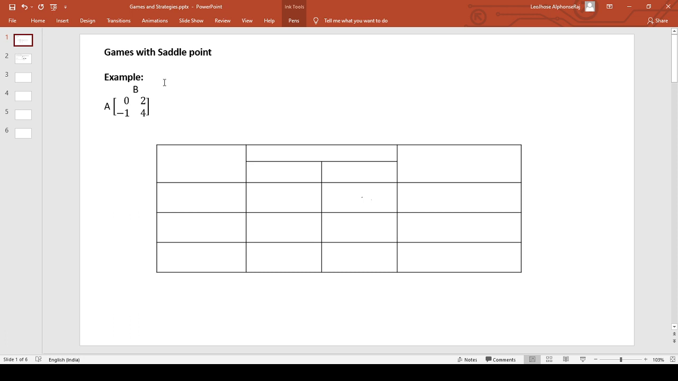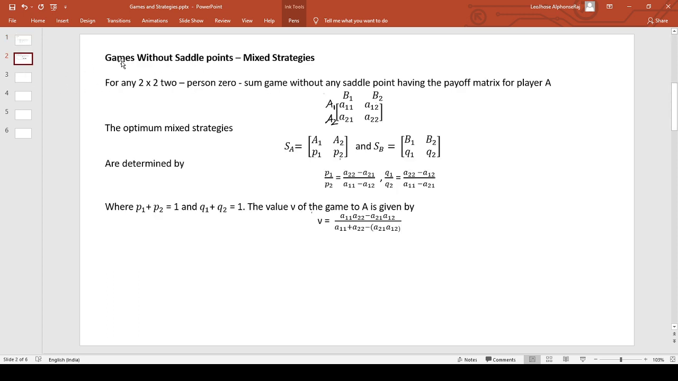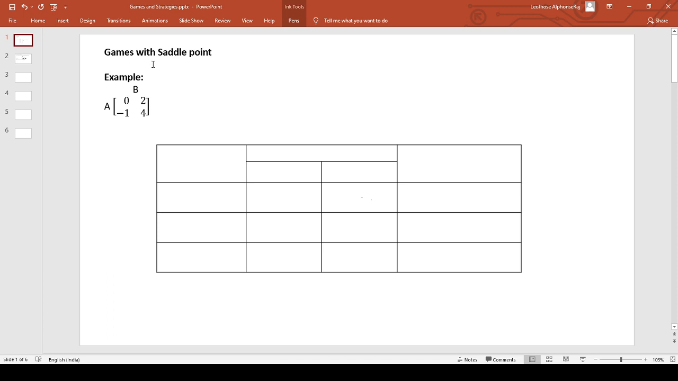Today we are going to see the same topic, games and strategies. I'm going to explain games with saddle point with an example, and games without saddle point, mixed strategies. Under this topic we are going to see a theorem. So let's come to this example, games with saddle point.